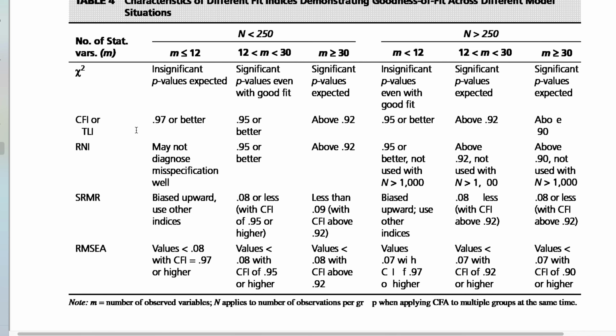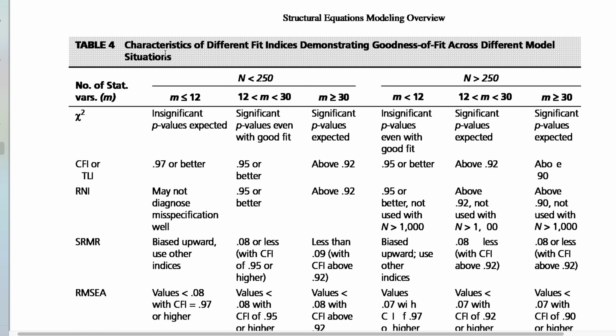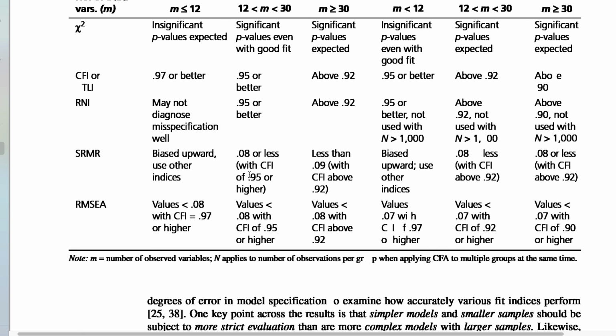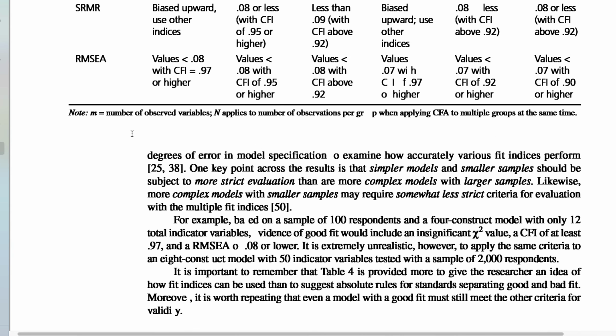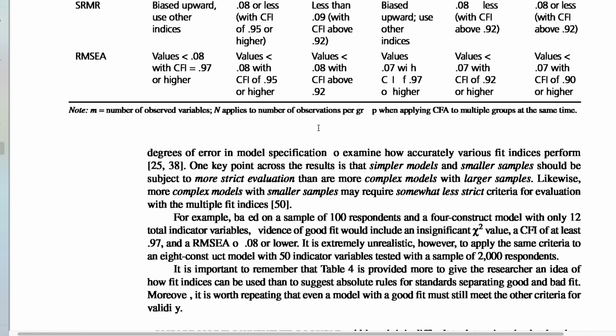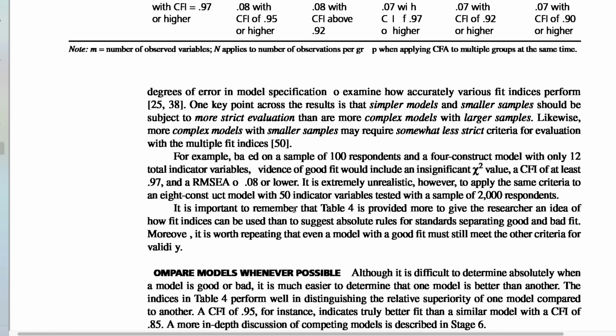This is the table which is demonstrating the goodness of fit across models, the number of observed variables, and applying CFA, confirmatory factor analysis, to multiple groups of the same item. It shows the degree of error in model specification and examines how accurately various fit indices perform.